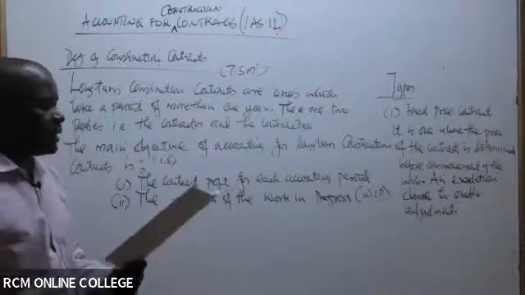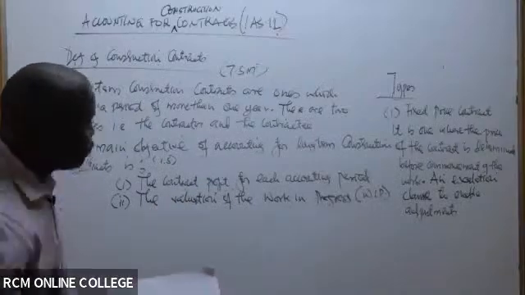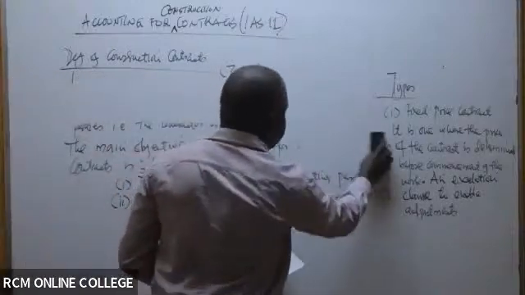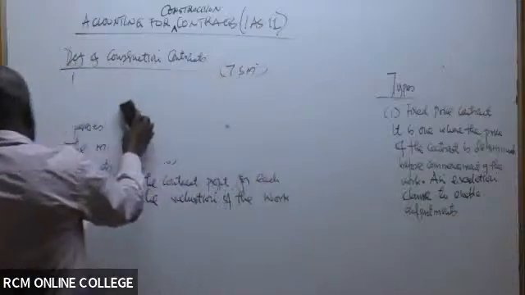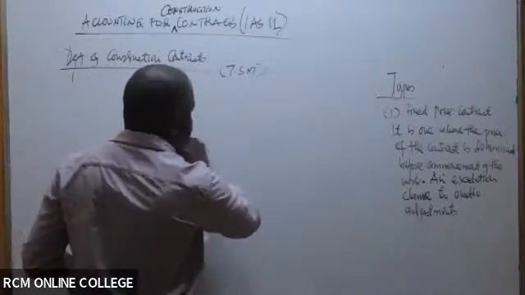Then we have another one, number two. So the first one we've said is a fixed price contract. Then number two, we have a cost plus contract.